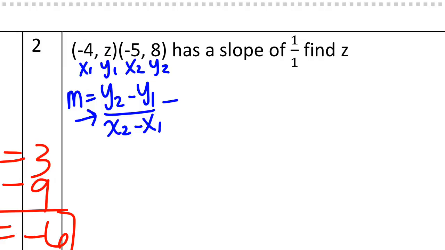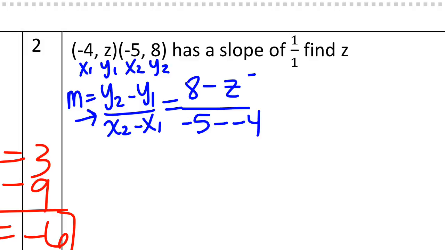Okay, then I want to plug things in. I know y2 is 8. I don't know y1, so I'm just going to put minus z divided by negative 5 minus negative 4. On the bottom I do keep, flip, change. I get 8 minus z over negative 5 plus 4, which is negative 1. And here again, you may think, I'm stuck. I don't know what to do here.